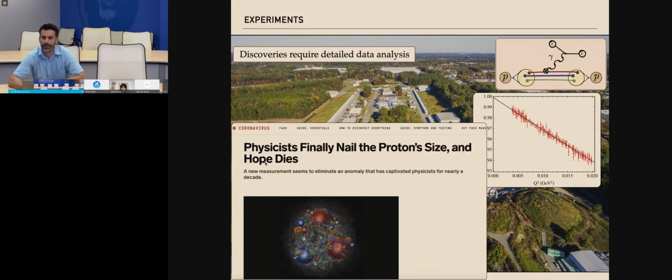And this title is very dramatic. It's a little dramatic, suggesting that hope dies, meaning that if it wasn't for this resolution of data analysis, then there would have been new physics. But I think actually this is a lot more hopeful, because it's suggesting that we do understand nature, and we can understand different phenomena that are taking place in different labs with remarkable accuracy.